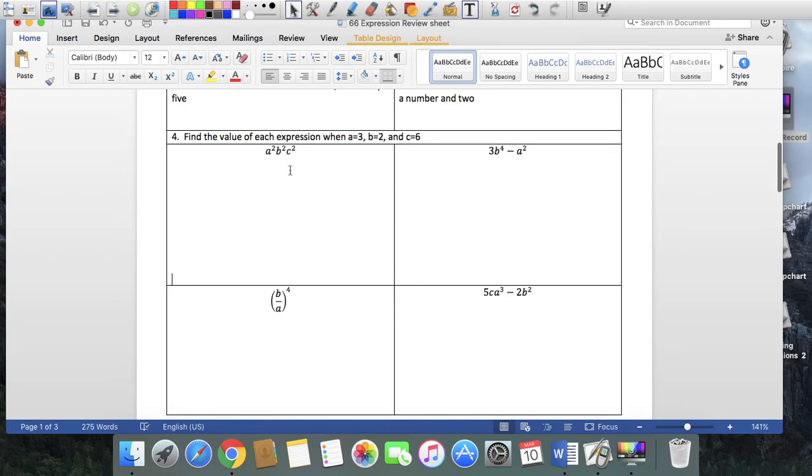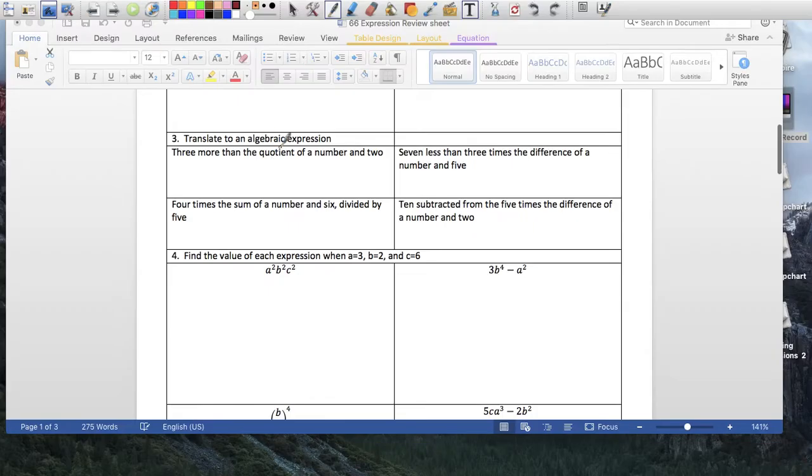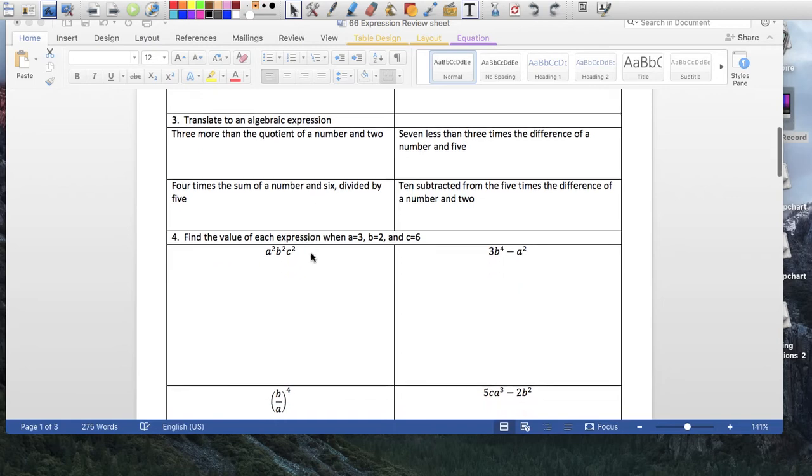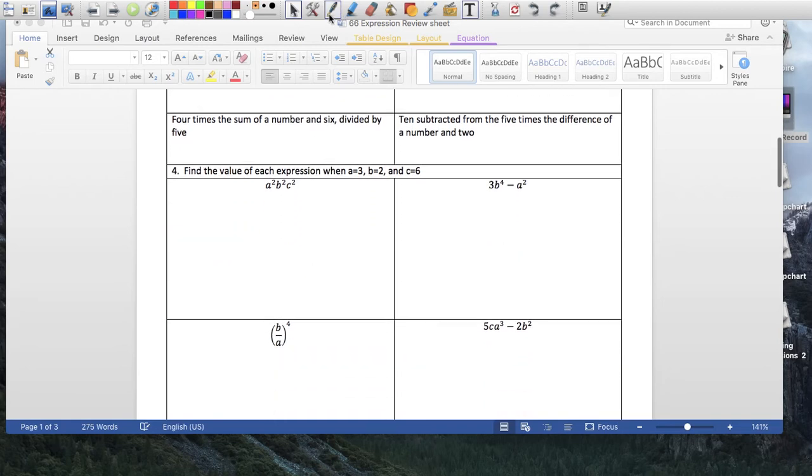So now we go a squared, b squared, c squared. That's not that difficult. Let's replace the variables with the given values. We have 3 squared, because a is 3, times b squared, which is 2 to the second power, times c squared, which is 6 to the second power. Don't multiply anything yet. Just make sure you get rid of the exponents. So 3 squared is 9, 2 squared is 4, and 6 squared is 36.